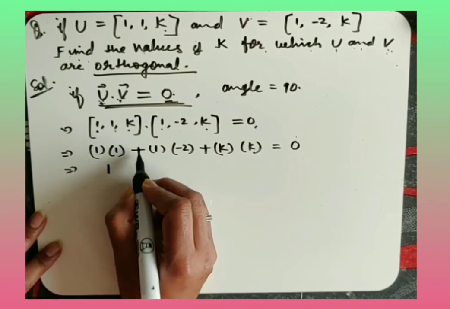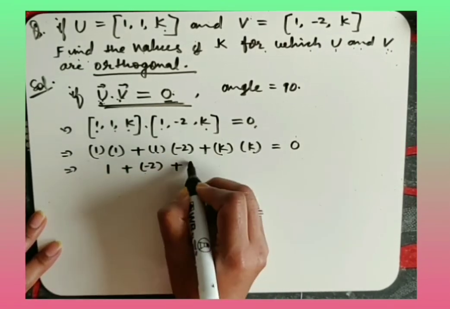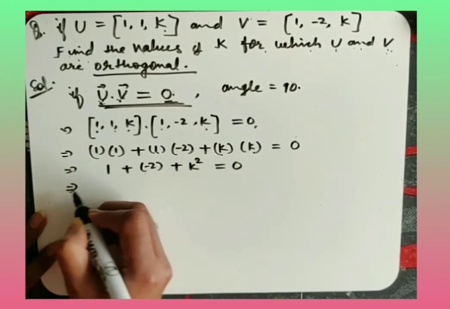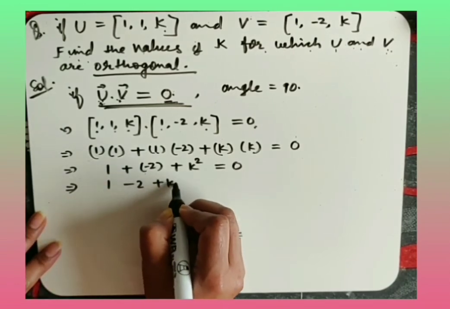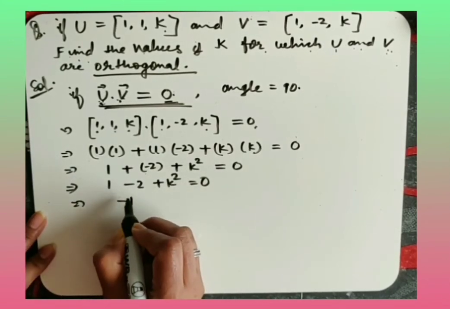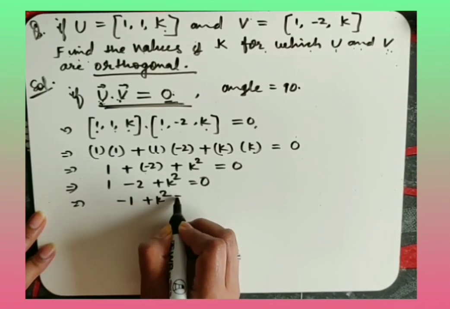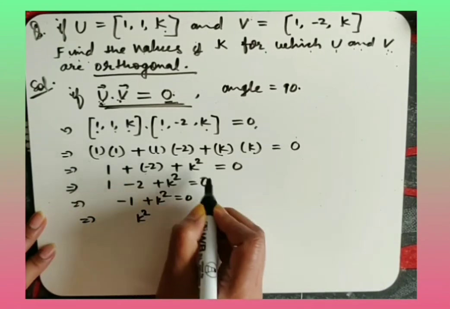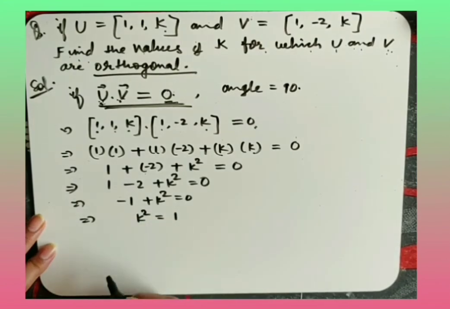Multiply it out. 1 plus 1 multiplied by minus 2 is minus 2, plus k multiplied by k is k square, equal to 0. Now 1 minus 2 will be minus 1, plus k square equal to 0. Now bring this minus 1 to the other side of the equal sign, so it becomes plus 1.